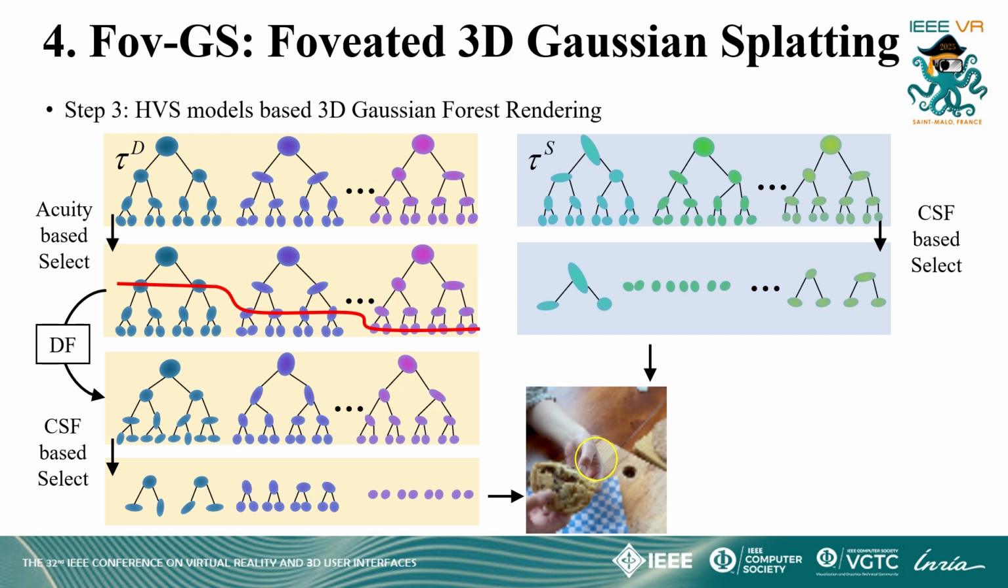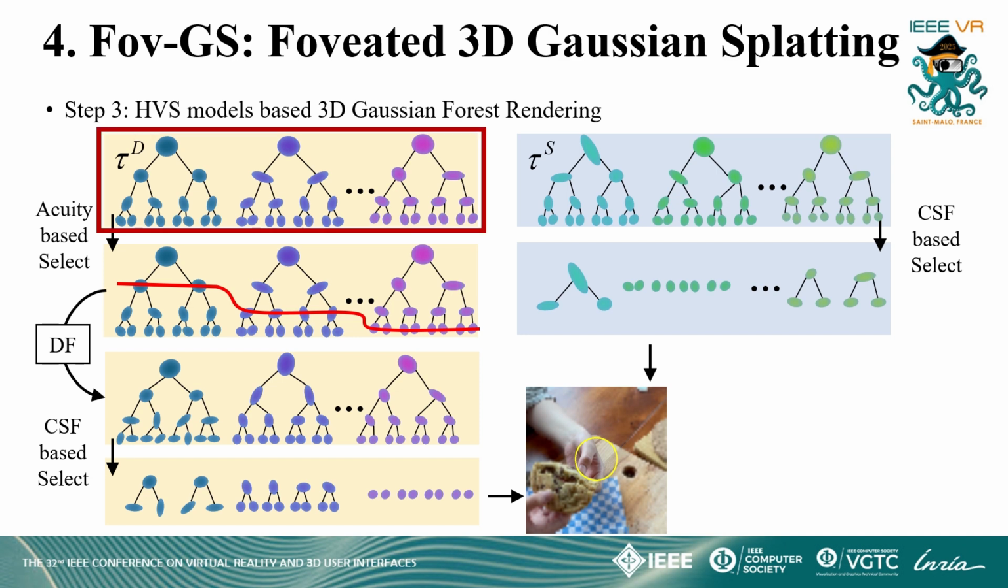In step 3, we render the 3D Gaussian forest to foveated images based on the human visual perceptual models. The core of our rendering method is selecting appropriate layers of Gaussian for each tree according to the acuity model and the contrast sensitivity function model during rendering.